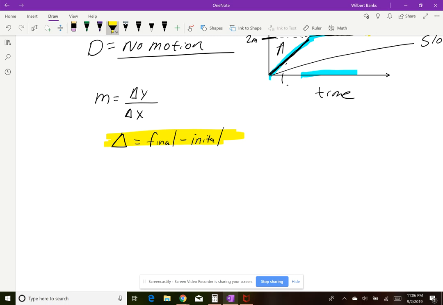Later inside this class, you'll have to be able to analyze how to make graphs and do graphs and work graphs. So this part is very important.